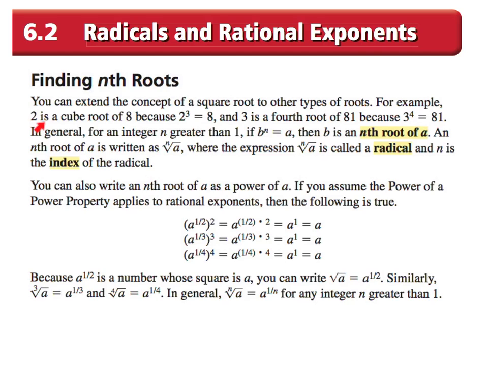For example, 2 is the cube root of 8 because 2 to the 3rd power is equal to 8. And 3 is the 4th root of 81 because 3 to the 4th power is equal to 81. In general, for an integer n, so n is an integer greater than 1, b to the n power, the power has to be greater than 1, is equal to a. If b to the n is equal to a, then b is the nth root of a. And the nth root of a is written as the nth root of a.